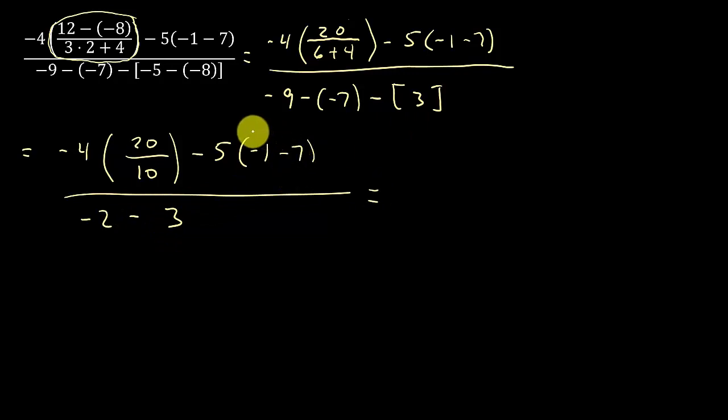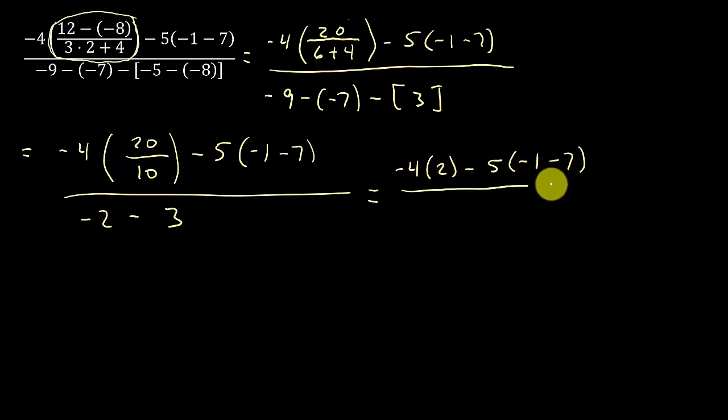Well, this right here is just division. You see that? And we are inside the parentheses, right? So I've got to do this before I multiply the 4 times the 20 and then divide by 10. So I need to do this first. So that's going to be -4 times, and then 20 divided by 10 is 2. Minus 5 times -1 minus 7 over, and then -2 minus 3 is -5.